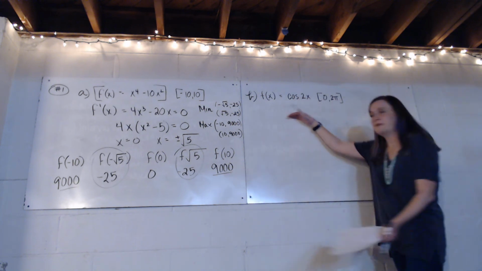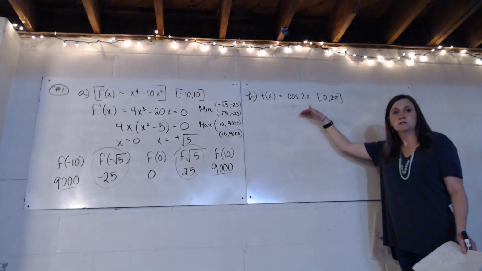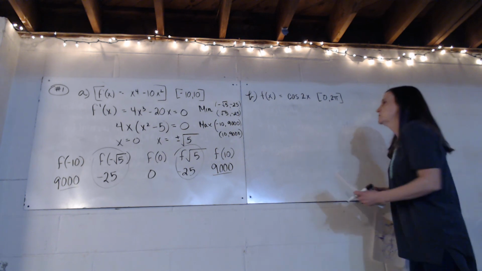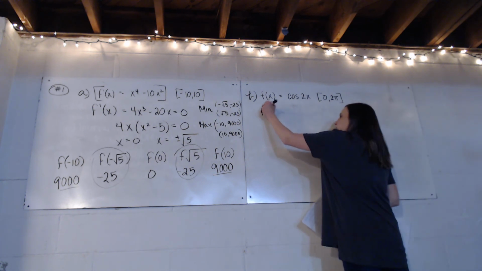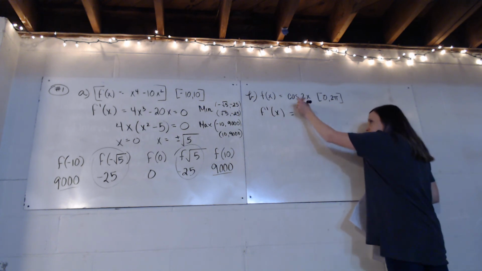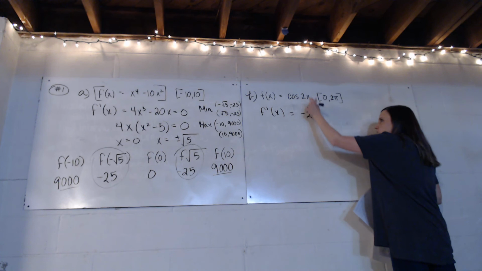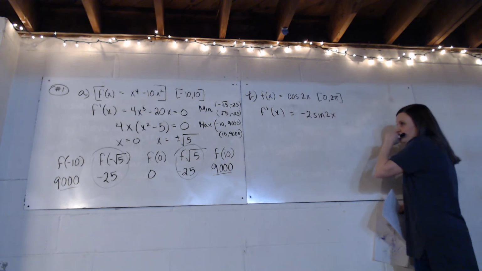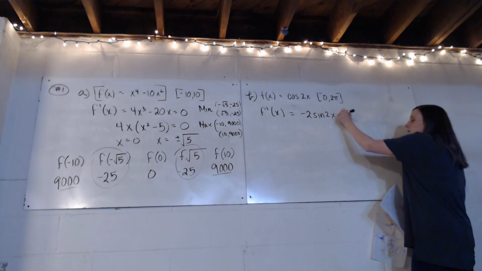So let's repeat that same thing with this one. Again, we're finding the maximum or minimum values on a closed interval. First, I'm going to find my critical numbers. The derivative of cosine of 2x is equal to negative sine. When I use my chain rule, it's going to be negative 2 times the sine of 2x. And I want to know, where is that 0?